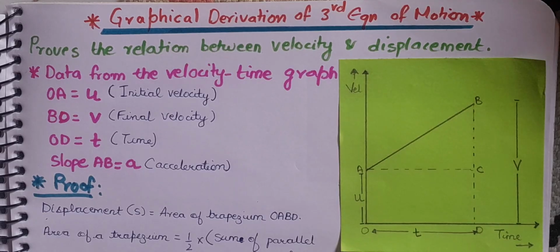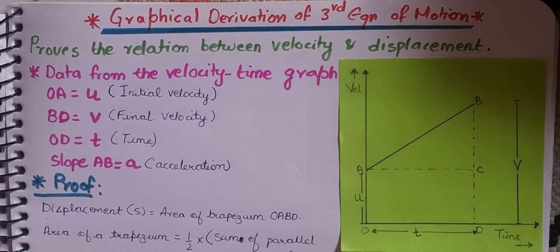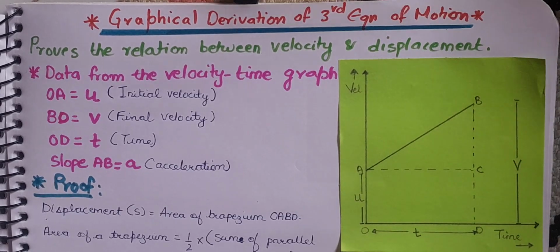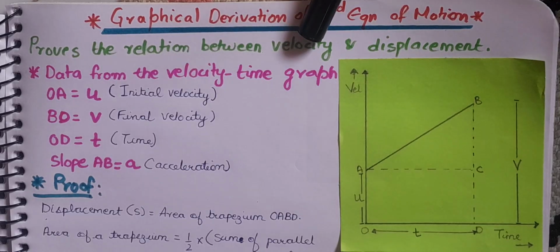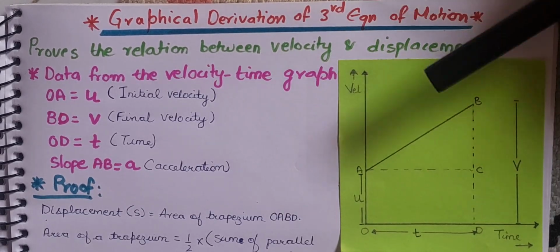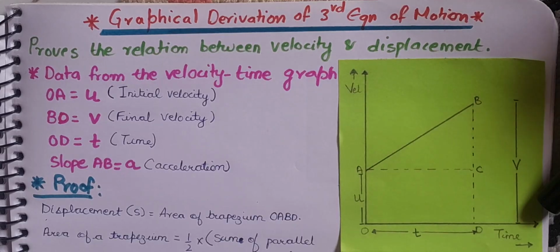In today's video, we will discuss the graphical derivation of the third equation of motion. The third equation of motion is v square is equal to u square plus 2as. It means that the third equation proves the relation between velocity and displacement. So for understanding the third equation, we should first make a velocity time graph.